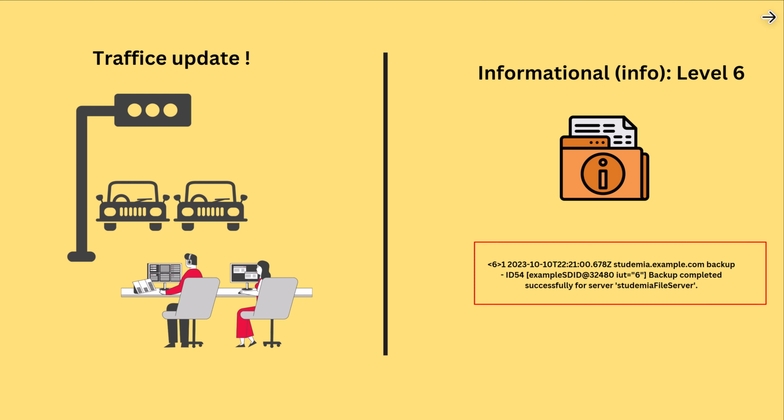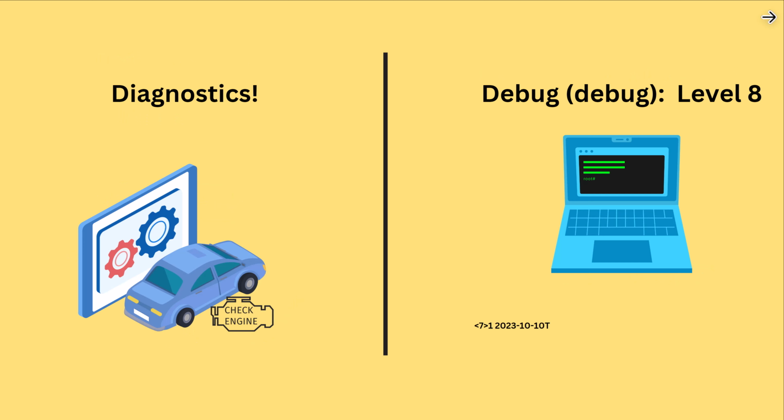And then number 7 is debugging. In the car, if you compare it to the computer, when you run a diagnostic, you are replaying the car issue, what exactly happened. Same thing in the computer, we call it debugging, level 8 as per our message standard. For example, debugging mode enabled for troubleshooting a mail server issue, as you can see on my screen. So we want to replay what issue happened to the server.